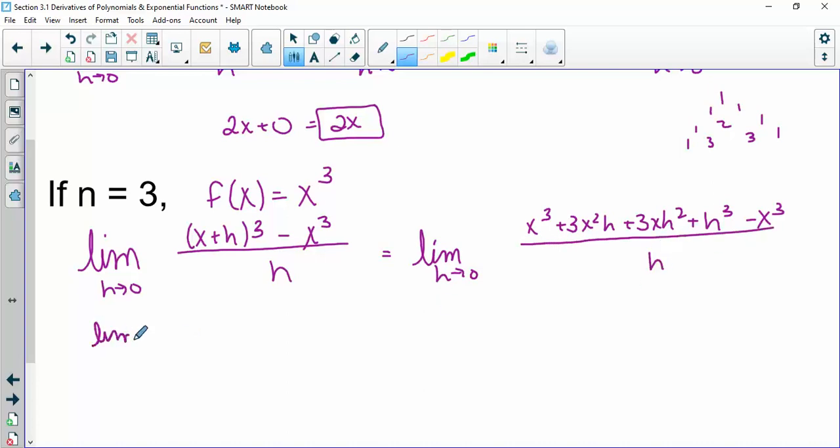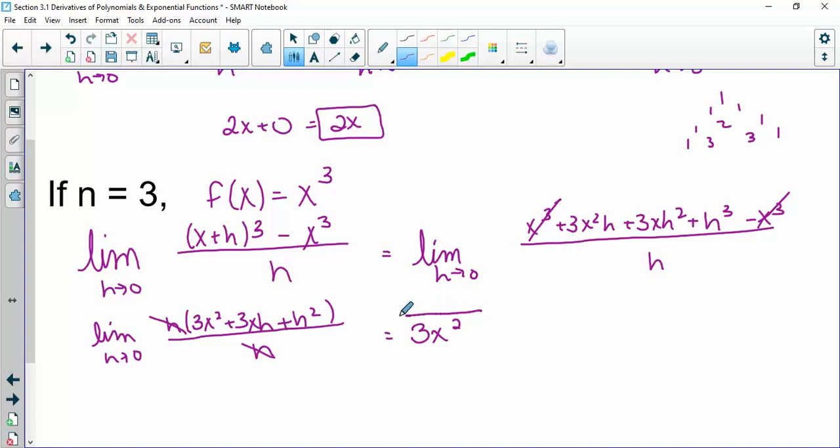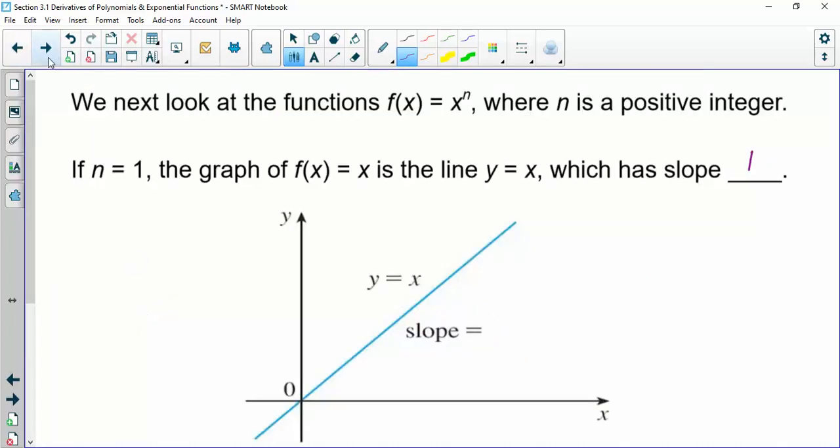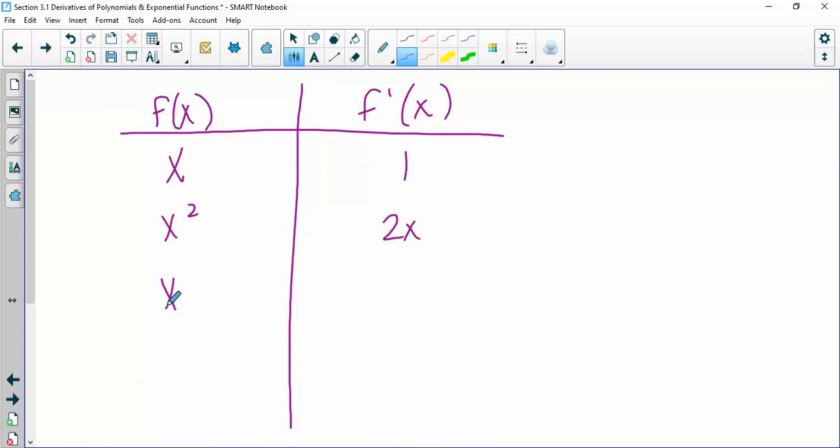What happens now? Take out an h. So now those h's cancel. So you plug in a 0 for all the remaining h's. You get 3x squared. So, we've got the derivative of x cubed is 3x squared.